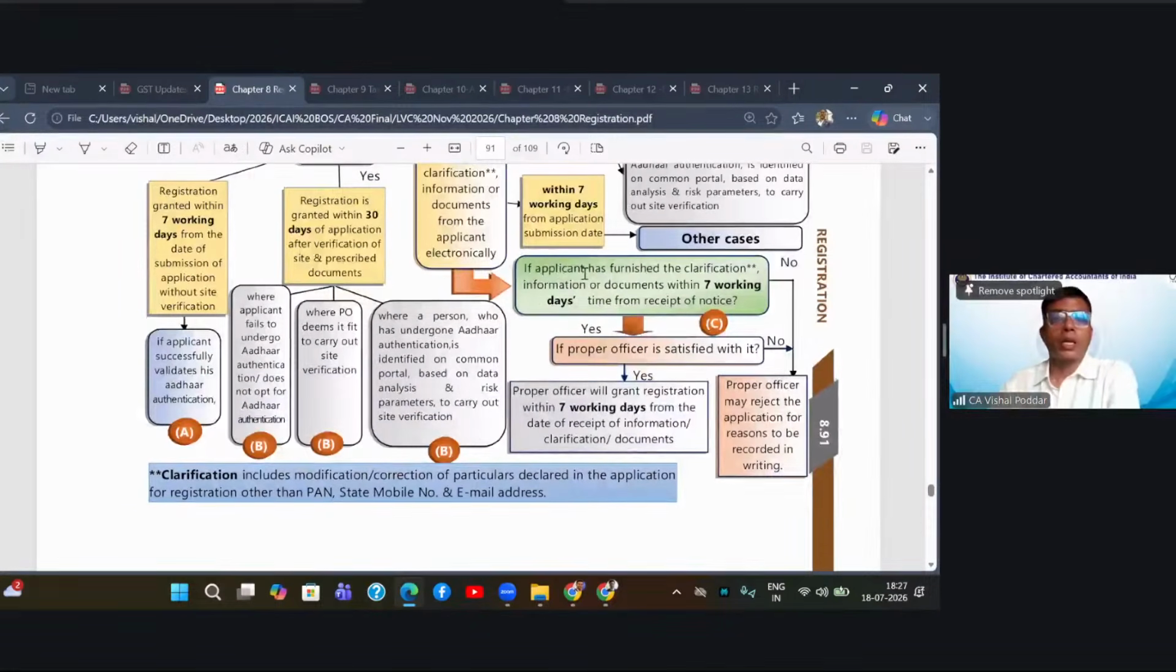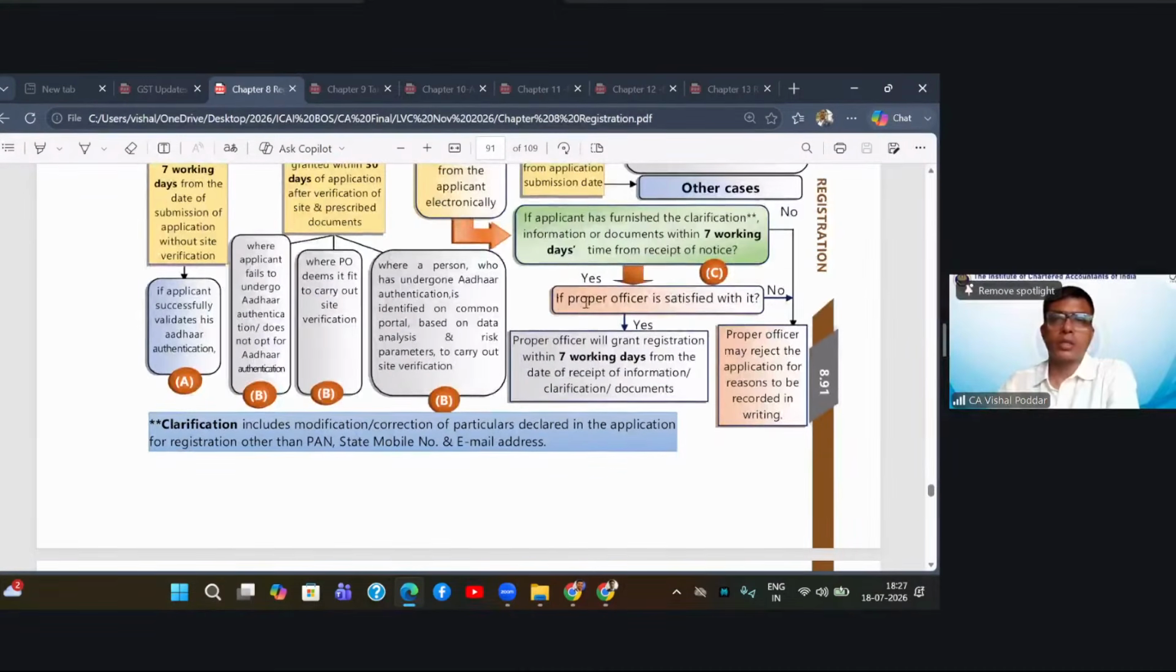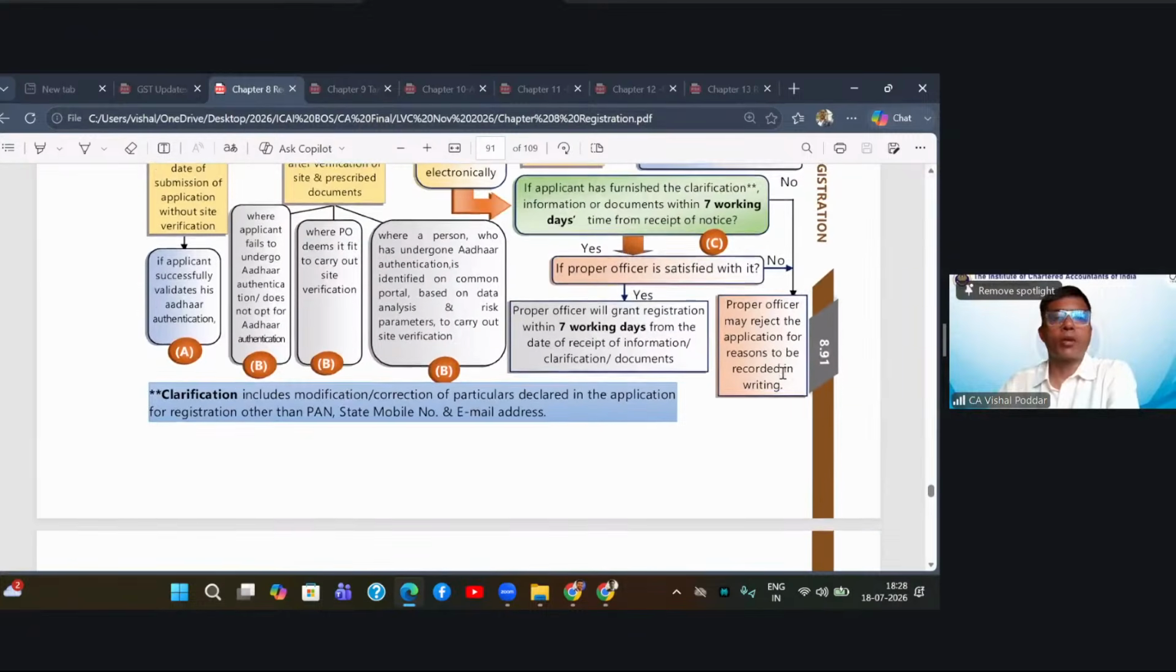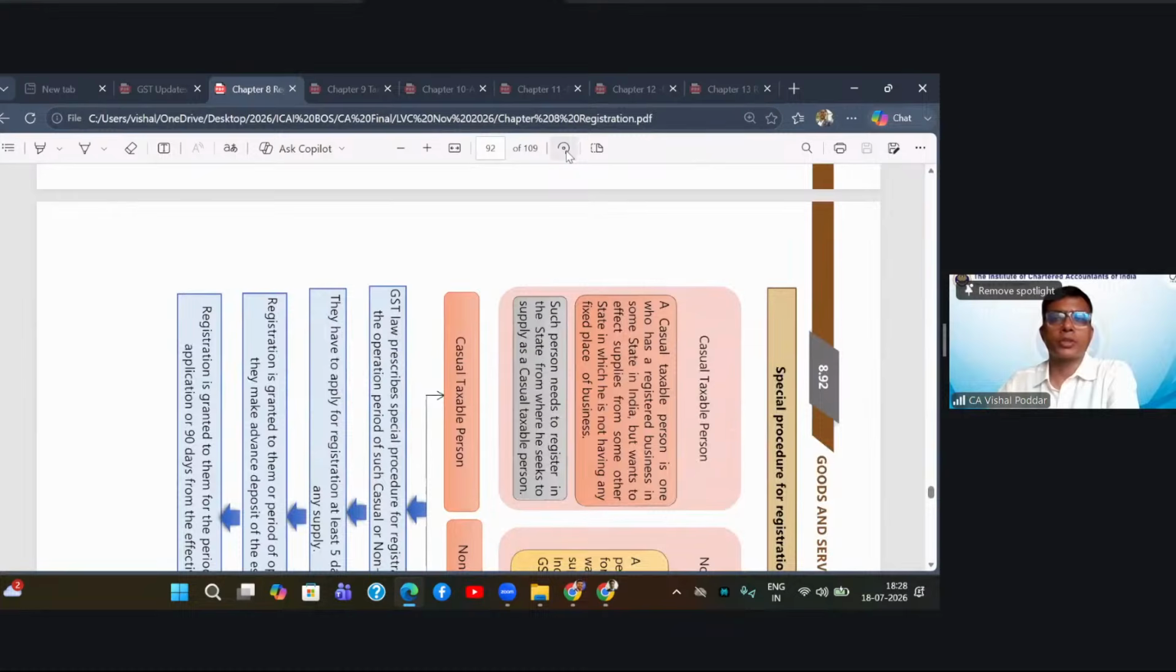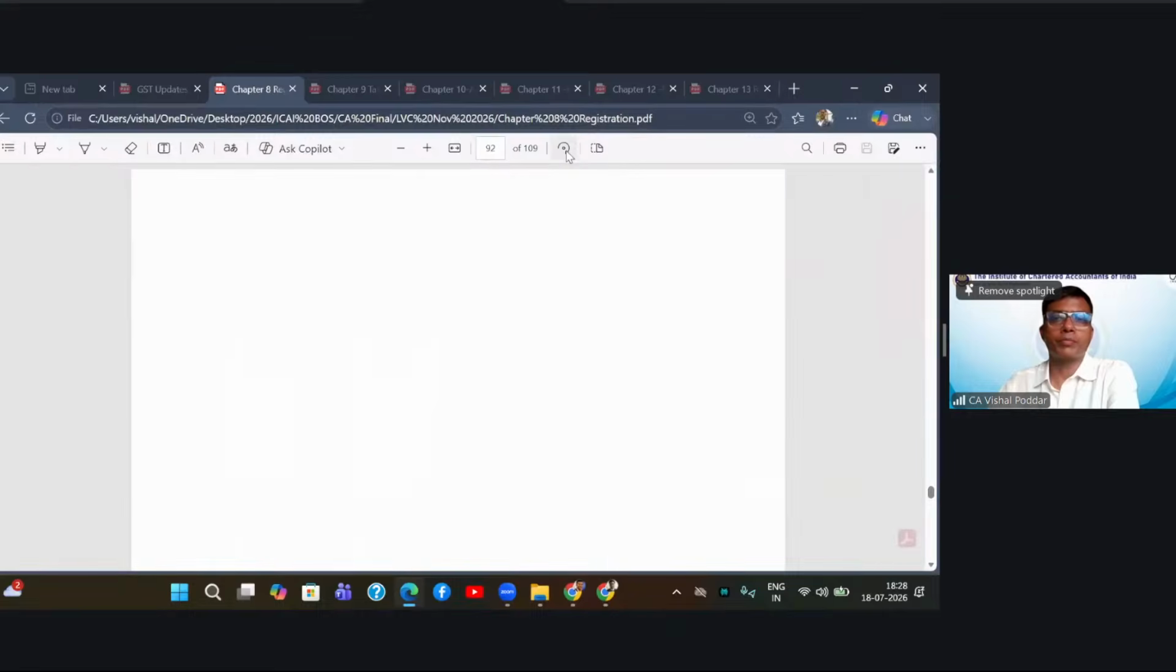Now, once the officer has given you this intimation, you have to revert back within 7 days with all the necessary documents. So if the applicant has furnished the clarification or the information documents within 7 working days of receipt of notice, is the proper officer satisfied? Yes. The proper officer will give you registration within 7 days. If no, the proper officer will reject the application and record the reasons. So this is how the process for registration will happen.